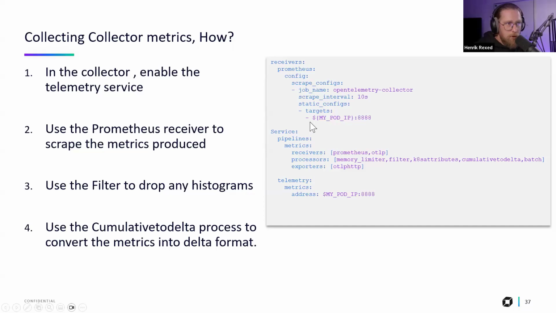So that's why I will always have a Prometheus receiver job that will be in charge of collecting my Prometheus metrics. And again, the rules that we described before: we don't support histograms, it's going to be cumulative metrics, so we need to convert that into delta. We need to filter the histograms on the metrics produced by the collector. So that's the golden rule.